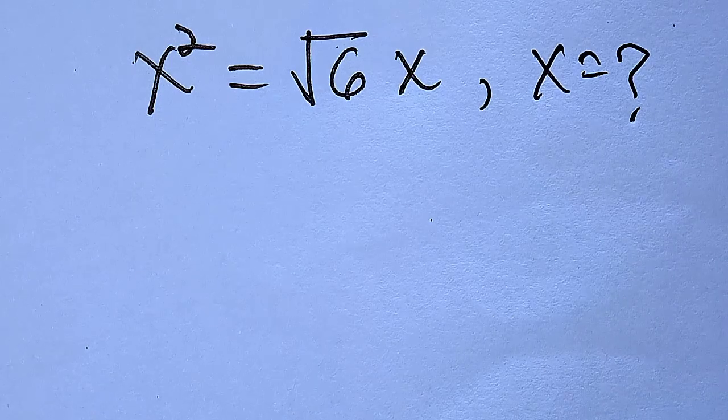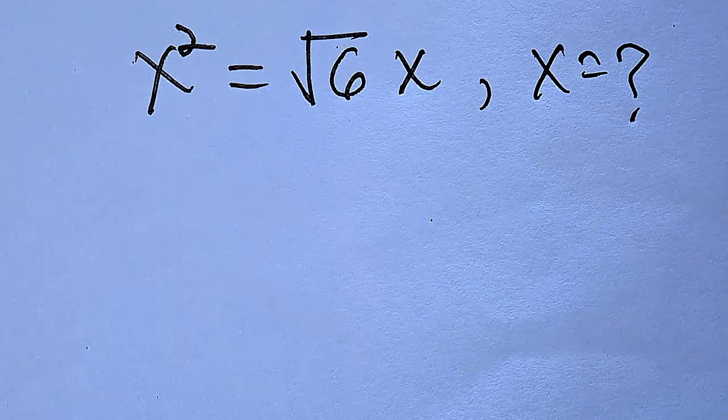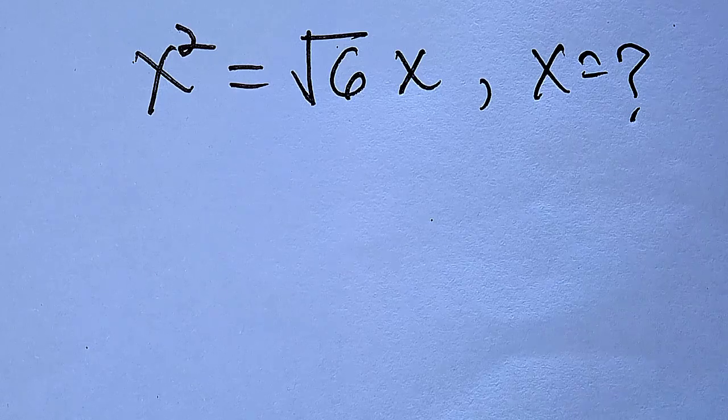In today's tutorial, we are going to be solving this simple equation, but the majority make a mistake here. Now, what are we going to do? We are looking for the value of x here. We have x squared equals root 6 times x.